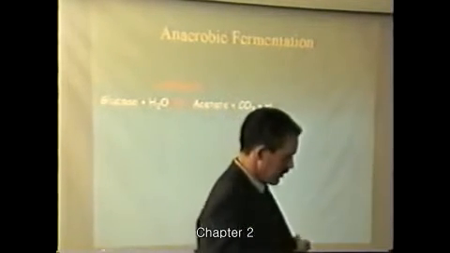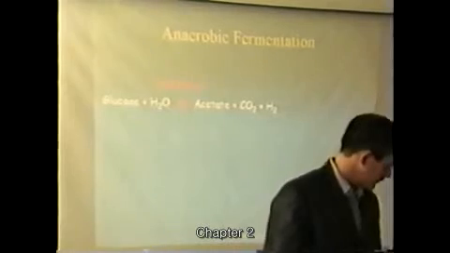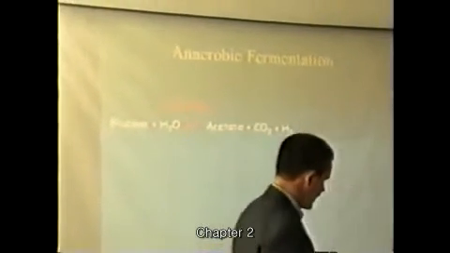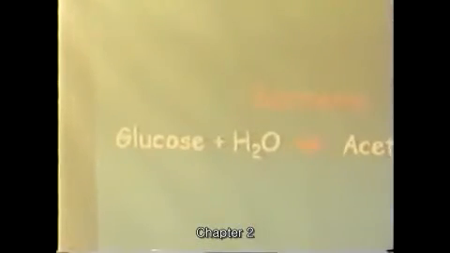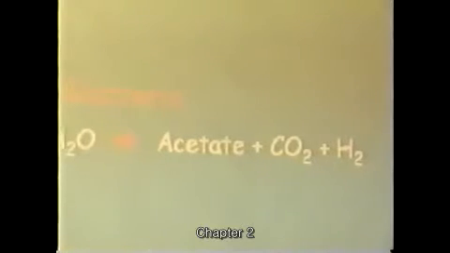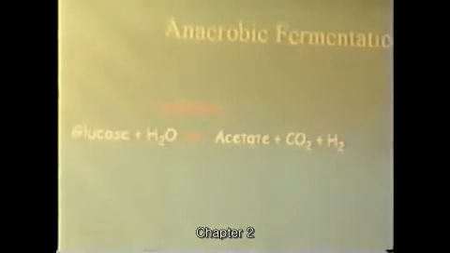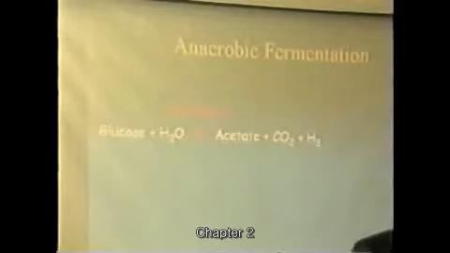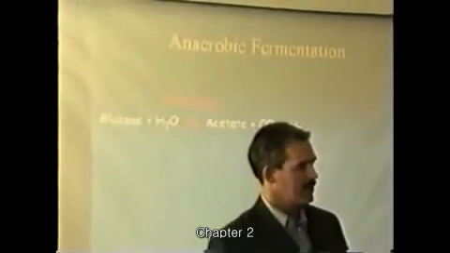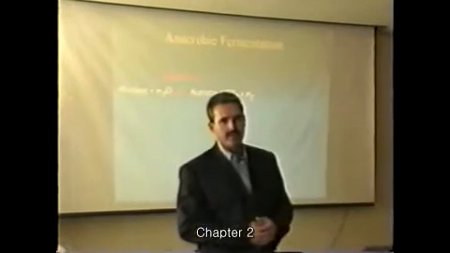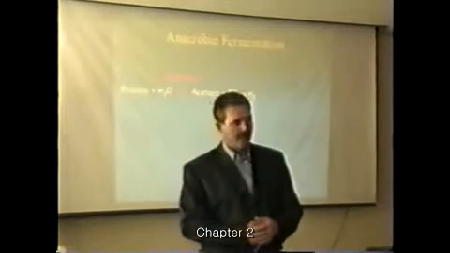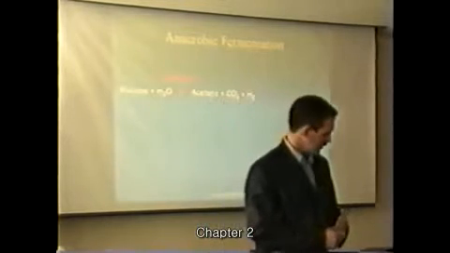If we're looking at anaerobic fermentation, the glucose is converted to acetate. That's the first step, acid formation. However, your byproduct is H2 formation, and obviously your pH drops. And if you don't remove your hydrogen, you have a problem with anaerobic fermentation.